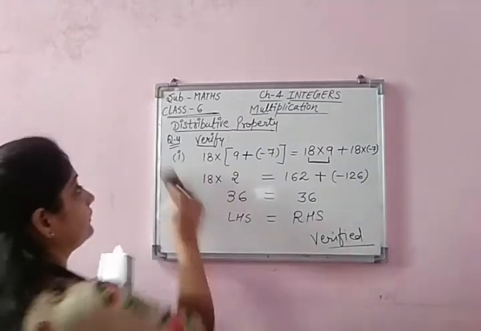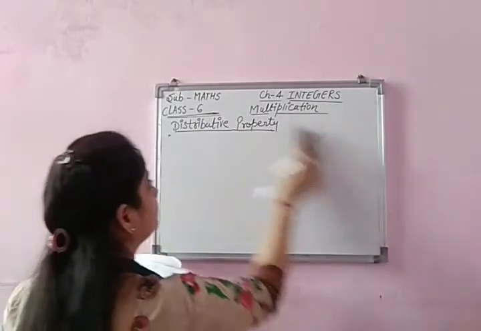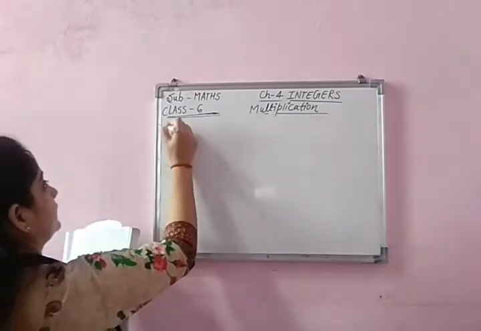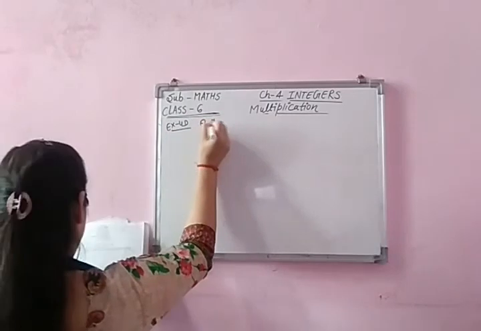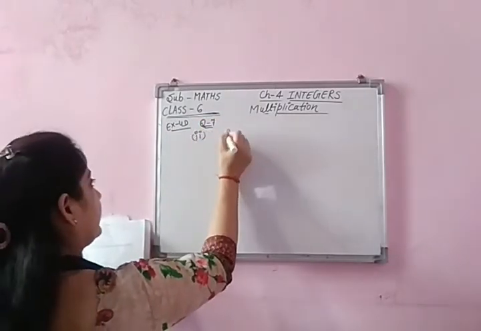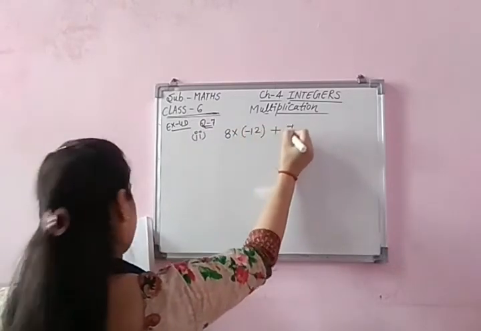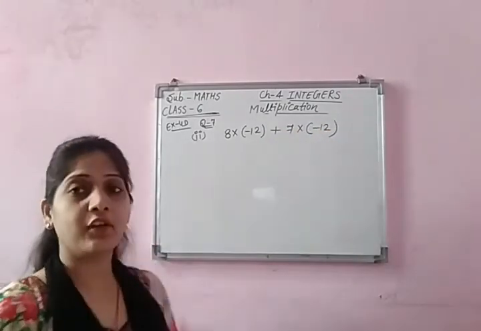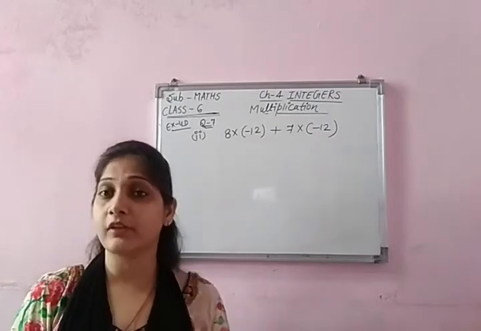Okay. So it's question number 7 from exercise 4D only. Exercise 4D, question number 7. So let's start with the simple part. Second, 8 multiplied with negative 12 plus 7 multiplied with negative 12. Children, instead of solving in detail, you have to simplify using the law. That will make your question easy.